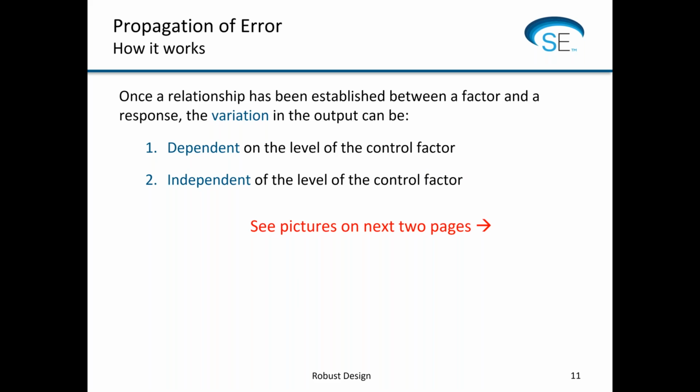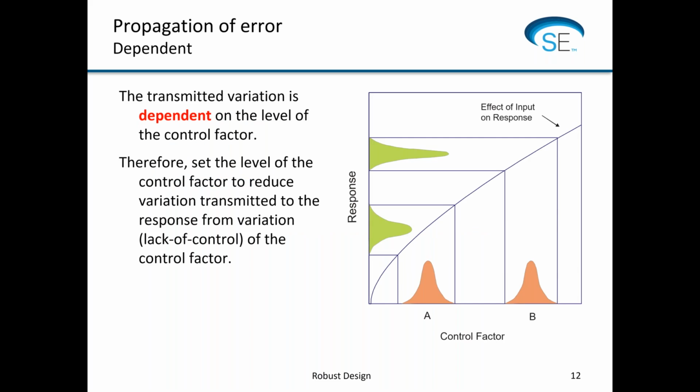Once a relationship has been established between a factor and a response, the variation in the output can be one, dependent on the level of the control factor, or two, independent of the level of the control factor. As we just saw, when we have a curvilinear relationship, the variation in the output is dependent on the level of the control factor. Therefore, if we set the level of the control factor to the area where the relationship is flatter, we can reduce the variation transmitted to the response from that variation or lack of control of the control factor.